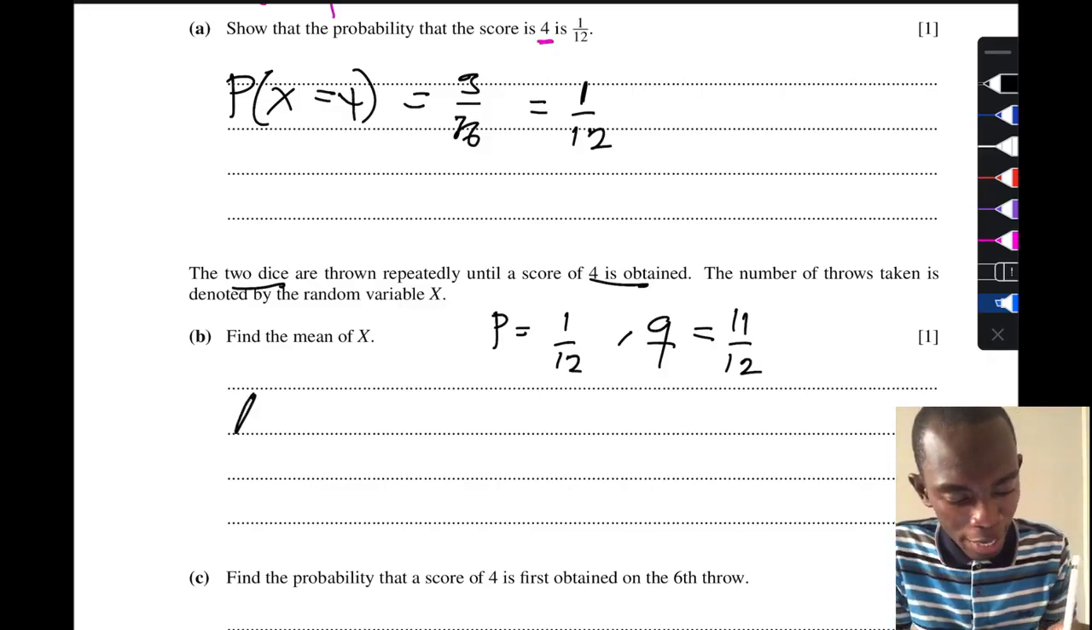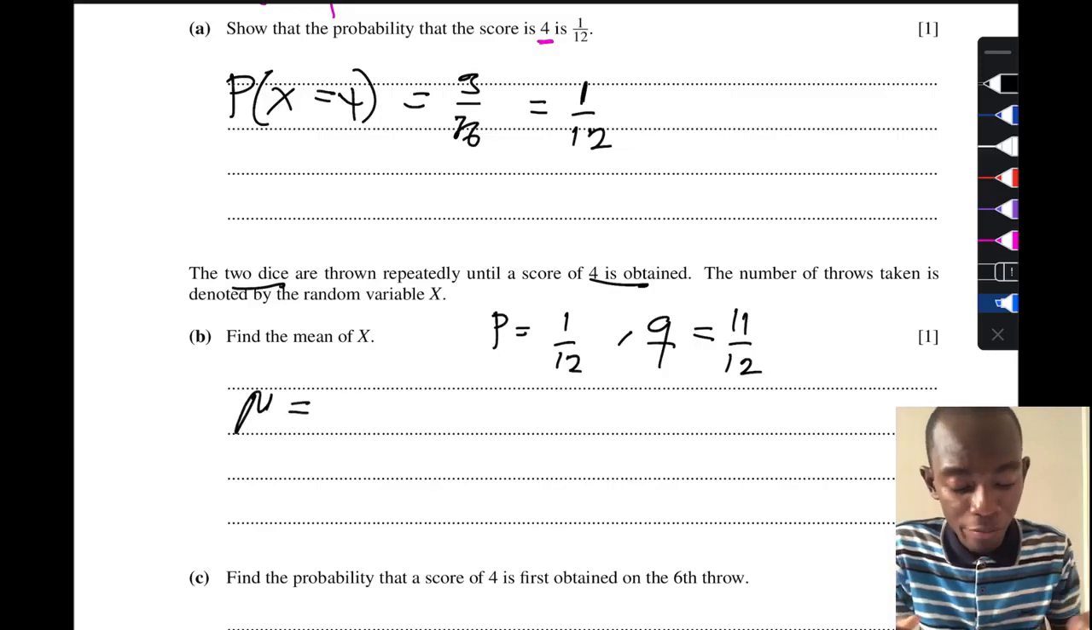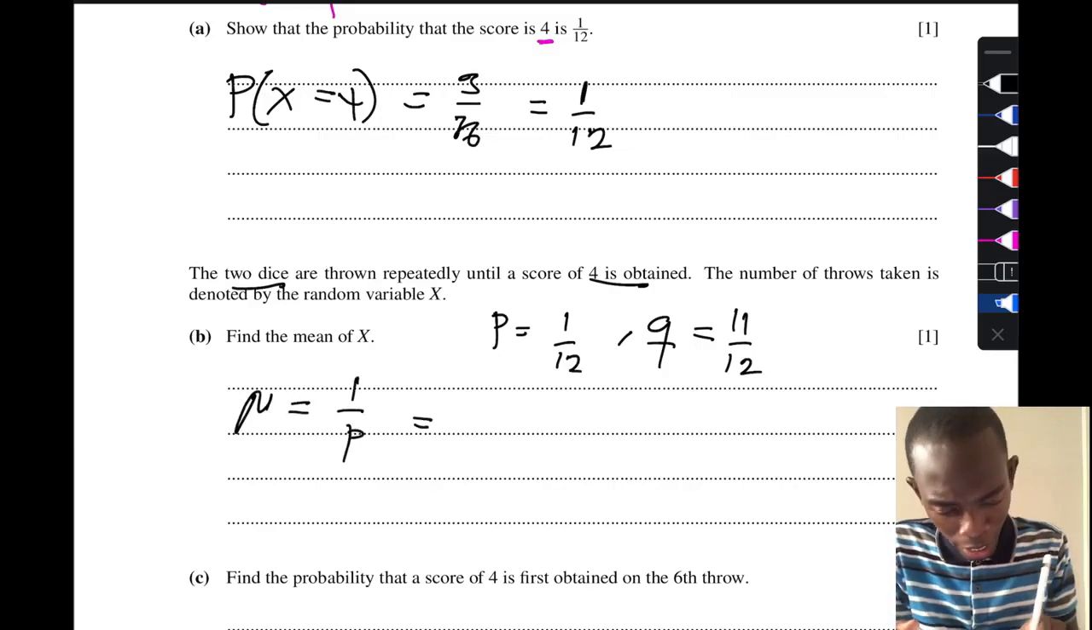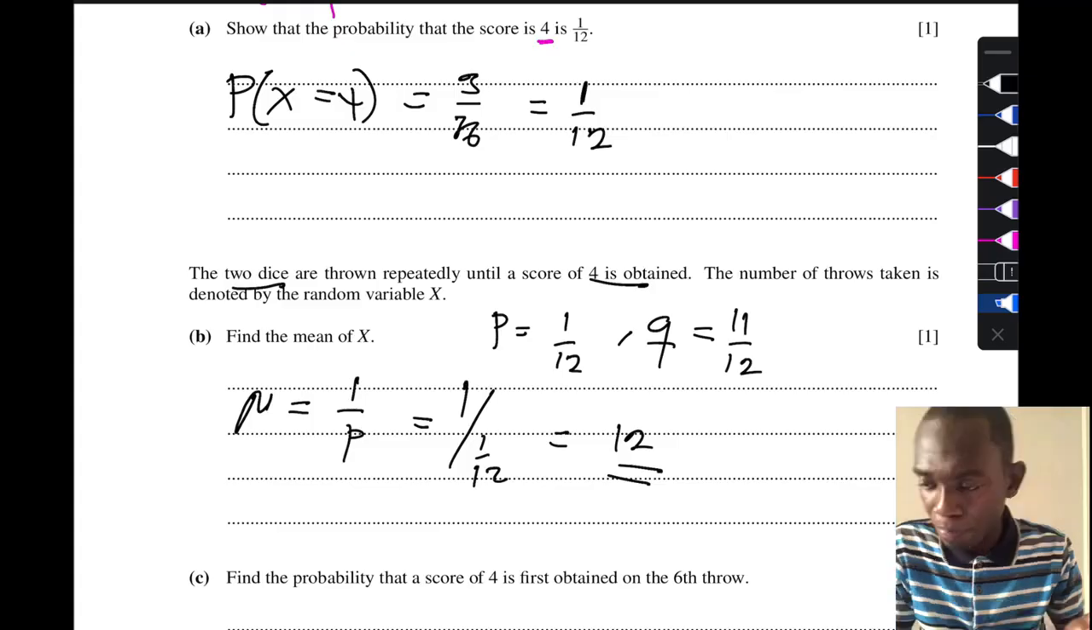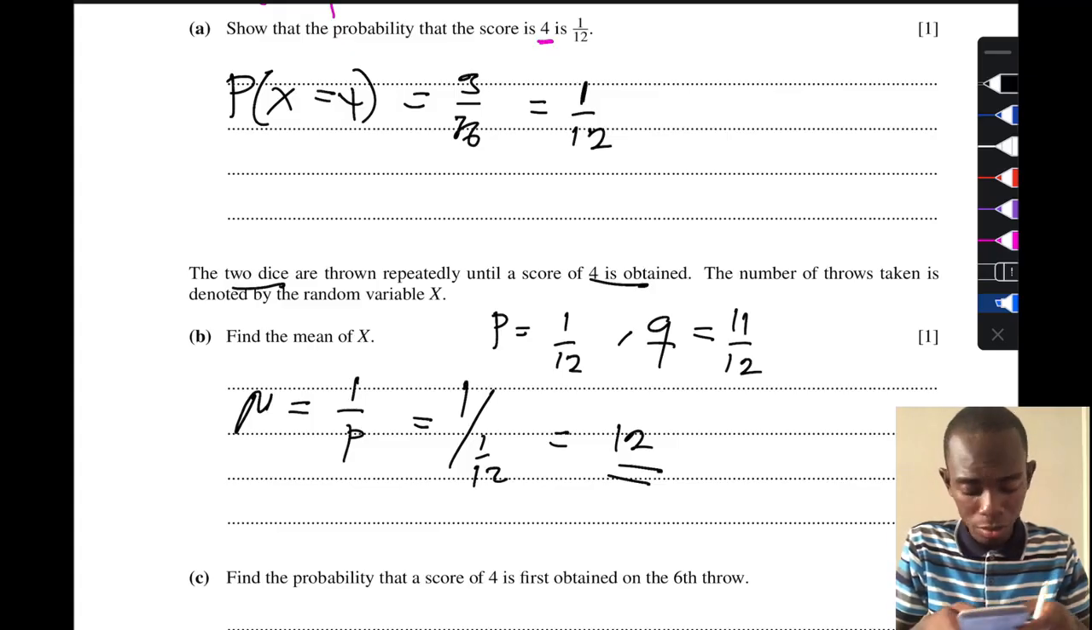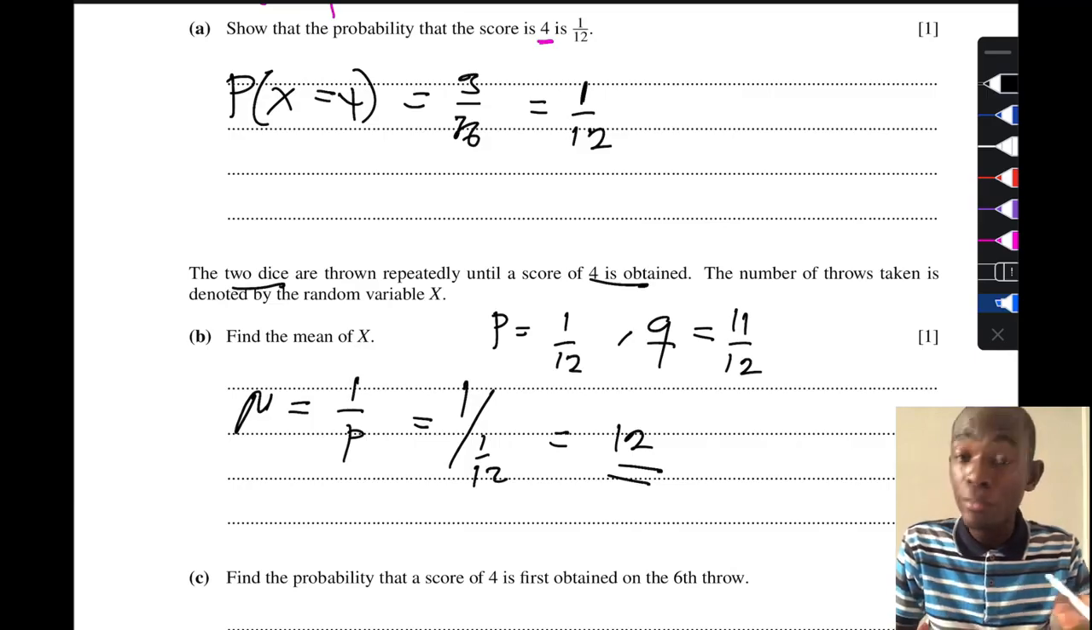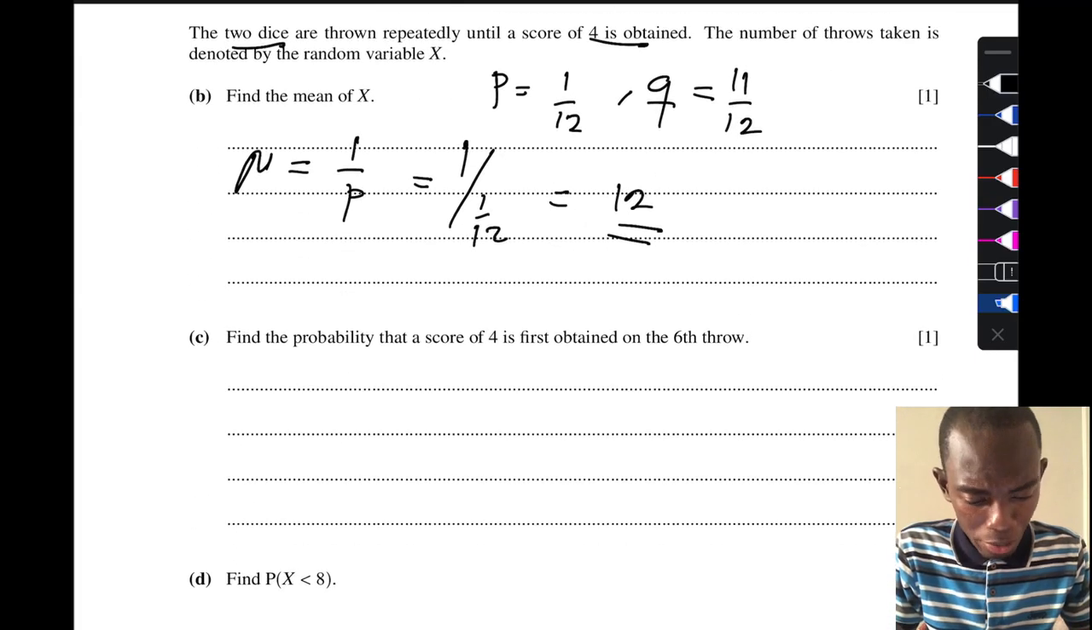Now I told you that mu, or the expectation of X, is actually 1 over p. And we know p is 1 over 12, so that means we have 1 over 1 over 12, and I think your answer should be 12. Let me verify that just in case, you can't be too careful. Yeah, that's 12. Great. For 1 mark, you are good to go.